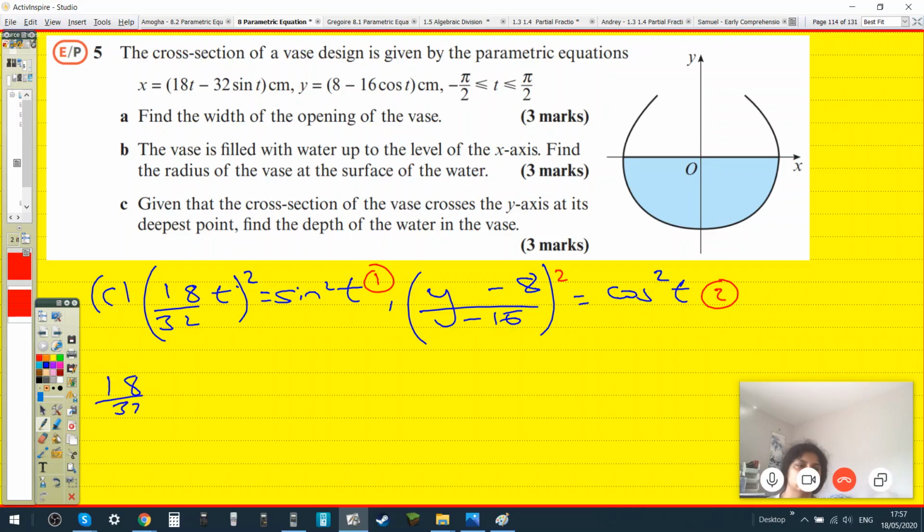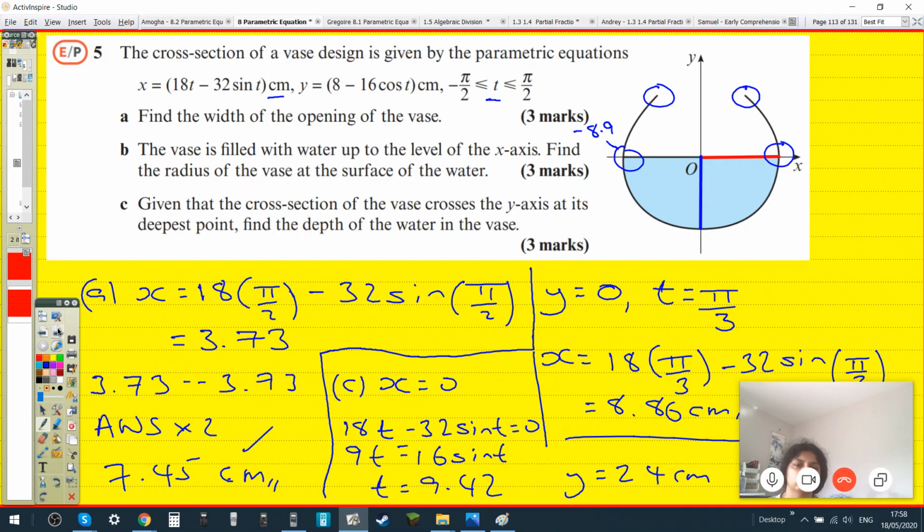We get 18 over 32 t all squared plus y minus 8 over minus 16 all squared is equal to 1, because sine squared t plus cos squared t is equal to 1. And then we'd have to do something with that. I don't know. That's because we still have a mixture of t and y.